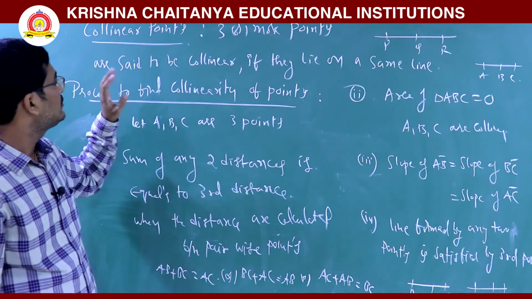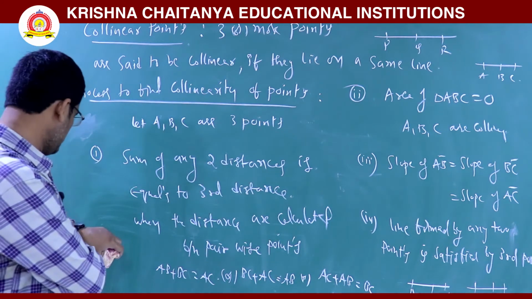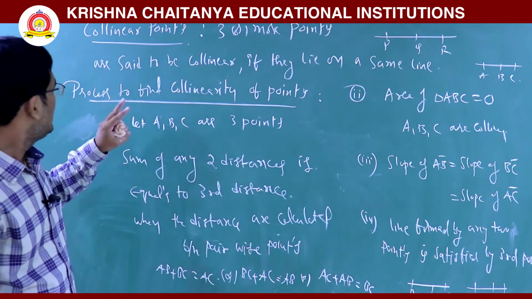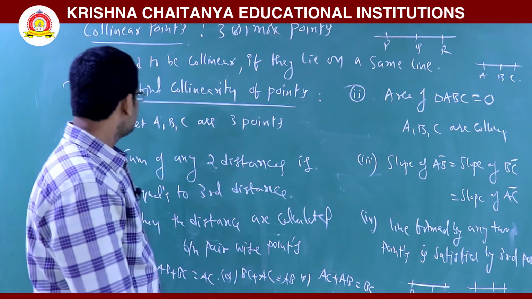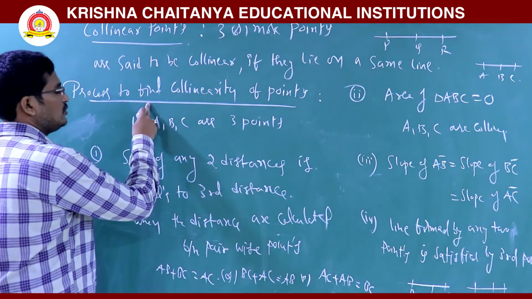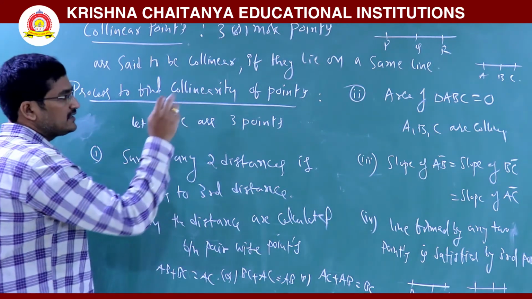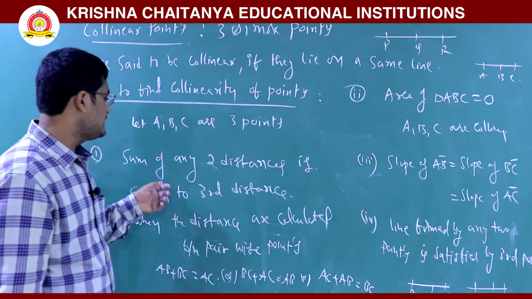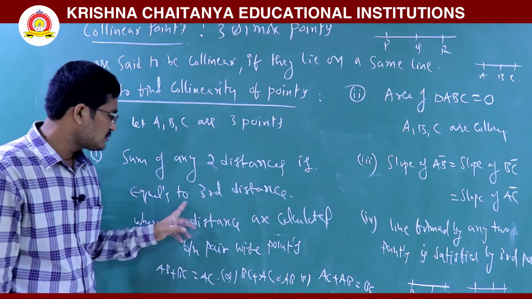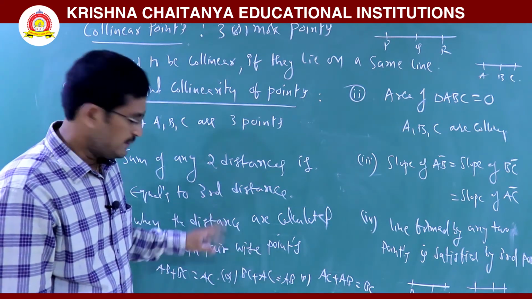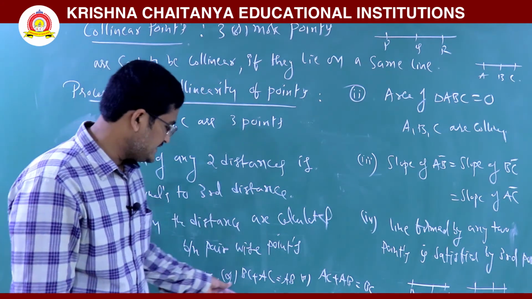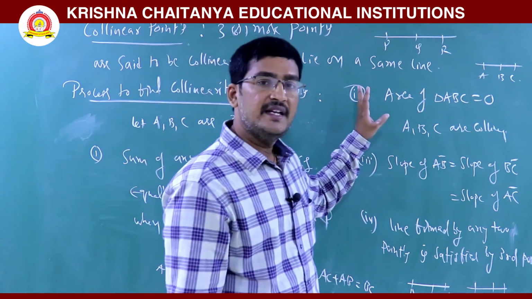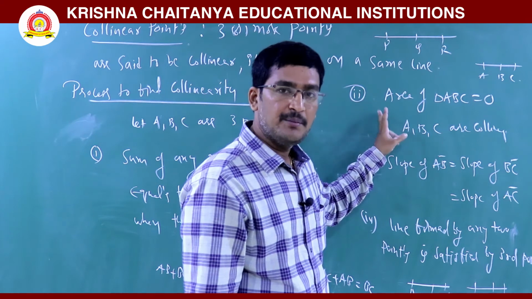So what is the definition of collinear? 3 or more points are said to be collinear if they lie on the same line. This is the definition. What is the method to find the collinearity of 3 points? There are 4 methods I already wrote on the board. The first one is the sum of any 2 distances is equal to the third distance. That means AB plus BC equals AC, or BC plus AC equals AB, or AC plus AB equals BC. The second one is, suppose the area of the triangle formed by those 3 vertices, those 3 points, is 0.